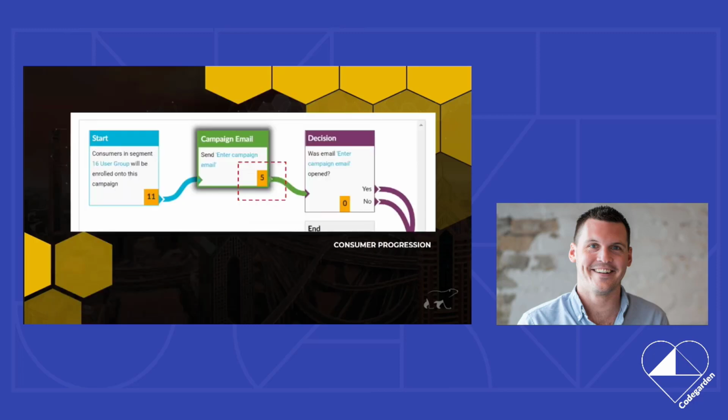So if I zoom in just on the section at the top, what we've got is we can track the consumer's progression around different steps within the campaign. So this tells me the number of consumers that have been sent an email and that are waiting to progress to the next step. So this becomes really useful when you've got decision trees, so you can see the number or percentage of consumers that are completing that decision or not completing the decision and what they then do next.